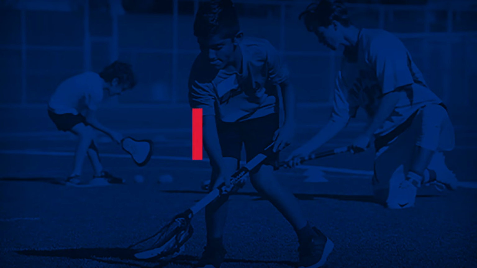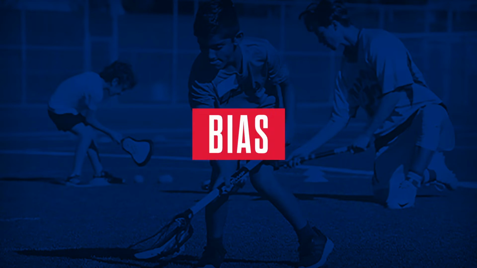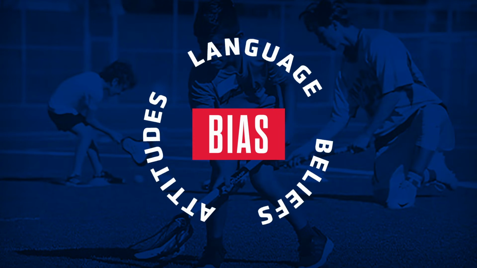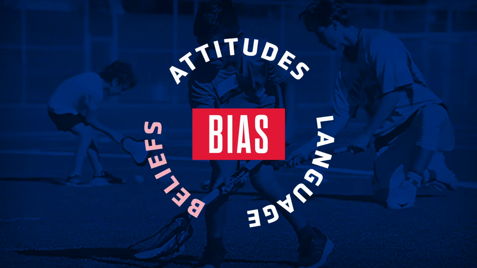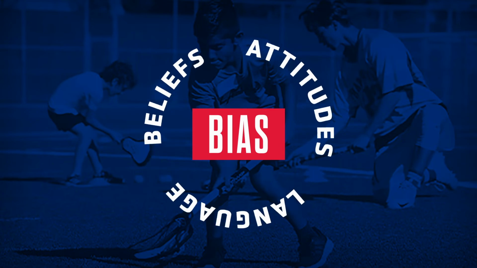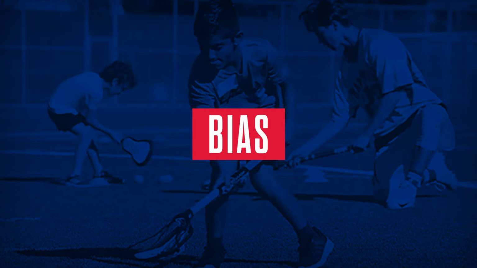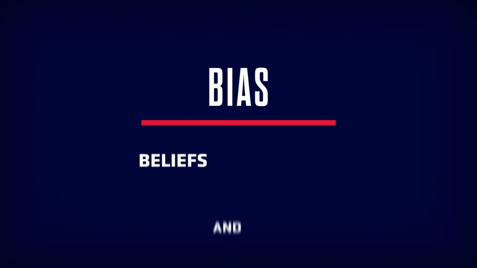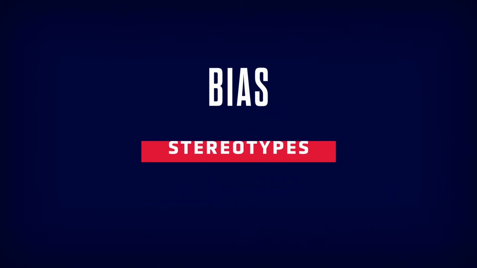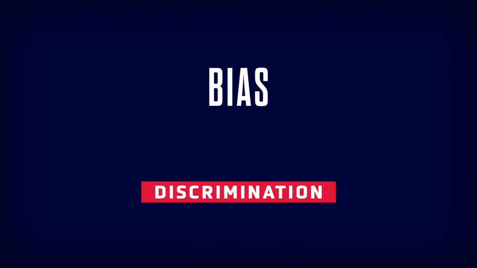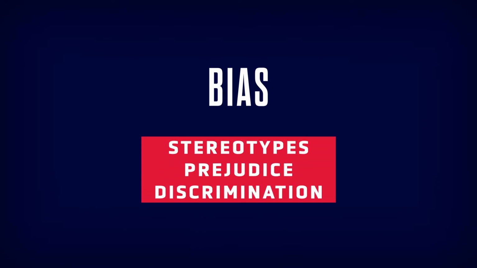We start with the discussion of bias. The opening example shows that bias is all around us, from the words we use to our attitudes to our beliefs about others. All of these can reflect biases people hold. Bias is a broad term reflecting beliefs and attitudes directed toward other people. Stereotypes, prejudice, and discrimination are all parts of bias.